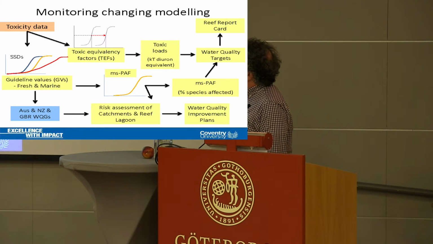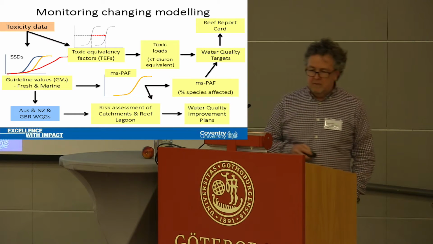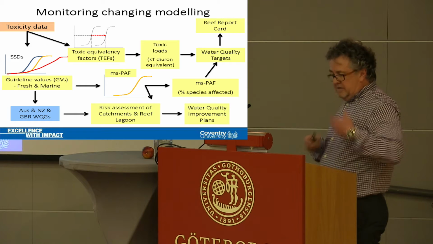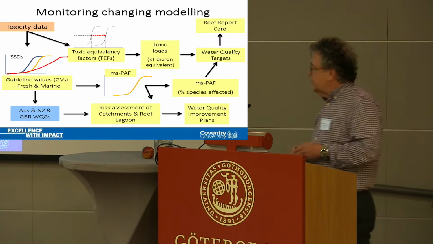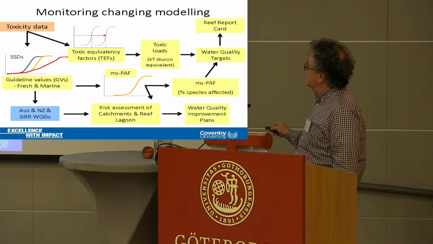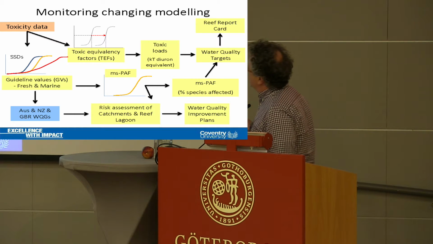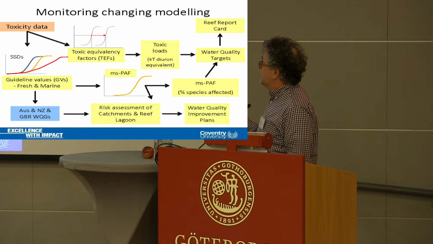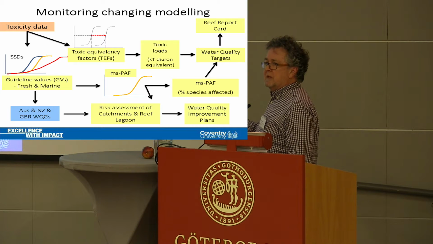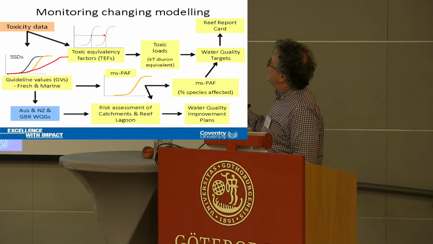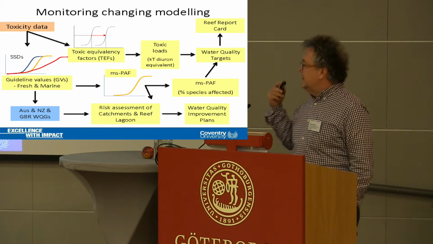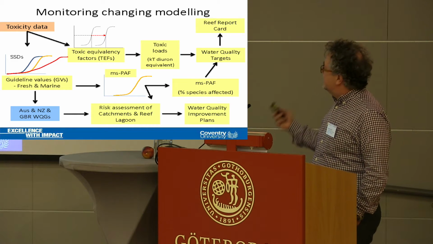But what we're currently doing now is we're taking these SSDs and our guideline values, we're using the msPAF method, and we're going to be able to convert our toxicity data from every single sample that we have into a percentage of species that are being affected and look at an annual value of that. That will, probably in maybe 2 years, become our new water quality target. And again, we will then start reporting our progress towards meeting that target, and that target will be in terms of the percentage reduction of the risk.